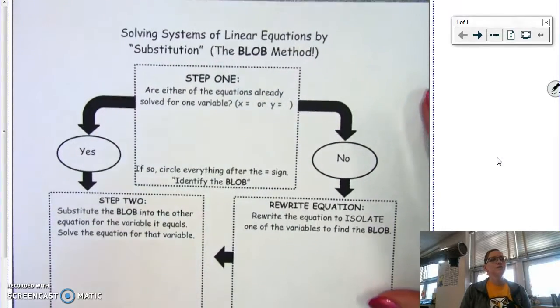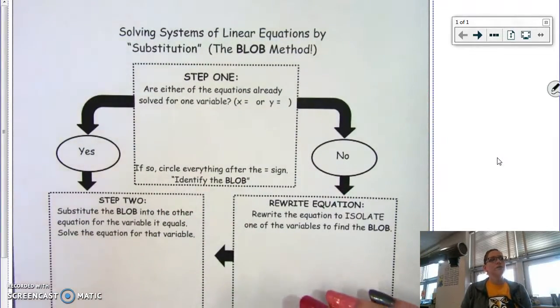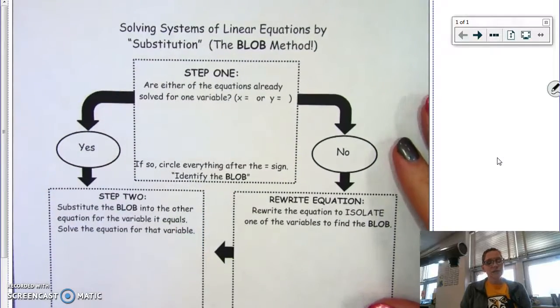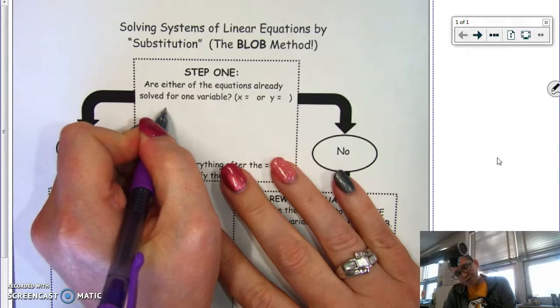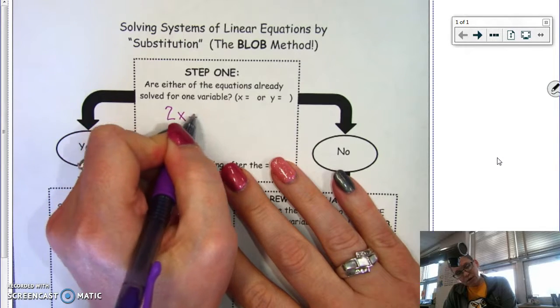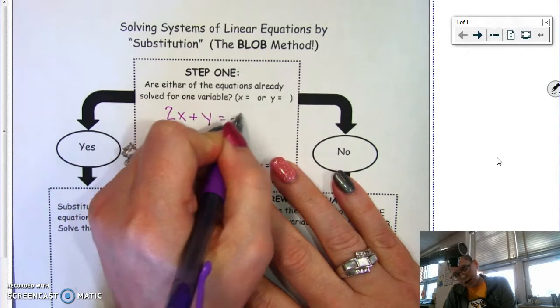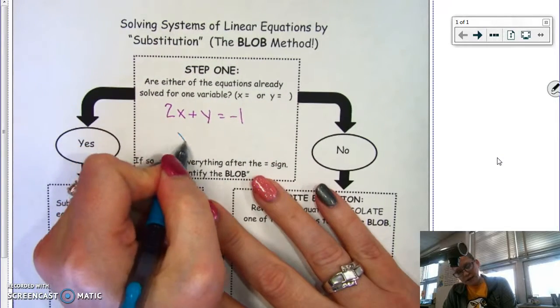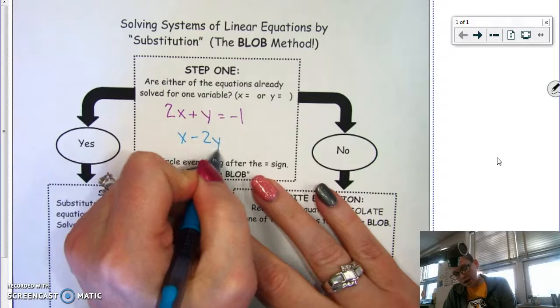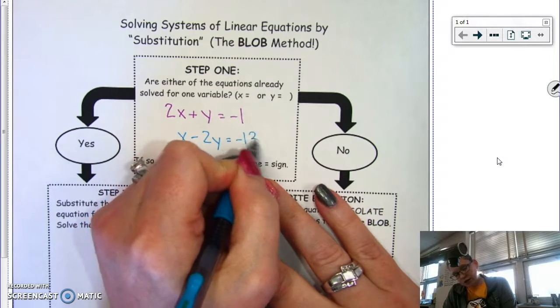And if you notice, our notes are set up in a graphic organizer where we're going to ask ourselves some questions and decide which path to take. And it's going to walk us through how to solve it. So the first thing we need to do is get our equations written down. The two equations we're going to look at are 2x plus y equals -1, and the other equation is x minus 2y equals -13.